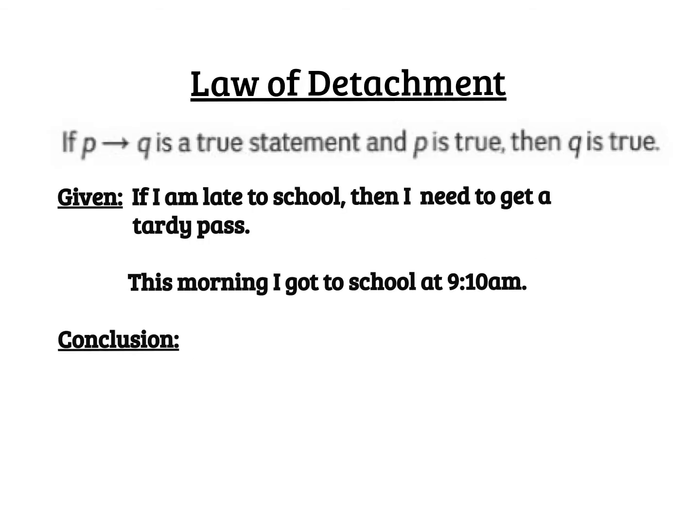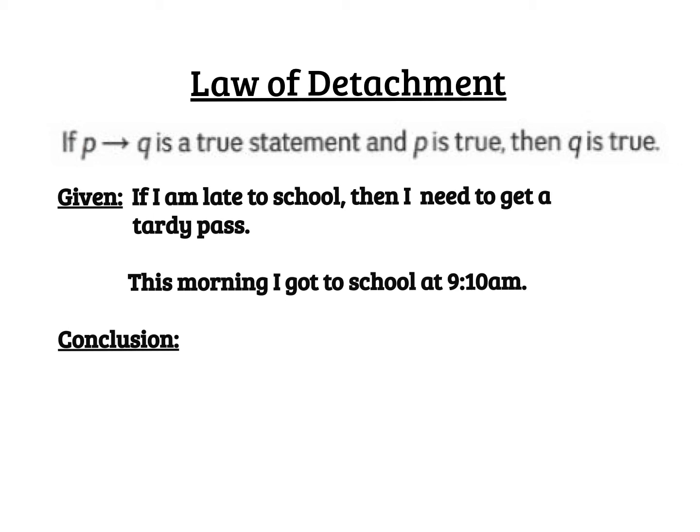So let's talk about the law of detachment. If you see here, we have this statement right here. What it's saying is if a statement P implies Q is true, then if P happens, Q must be true. This arrow here means implies, or it can also mean therefore. So if P, then Q.